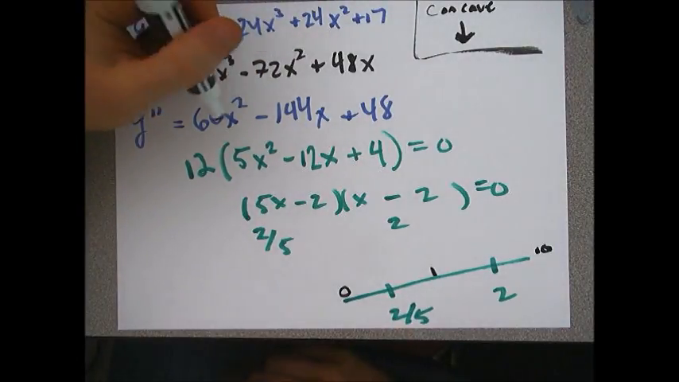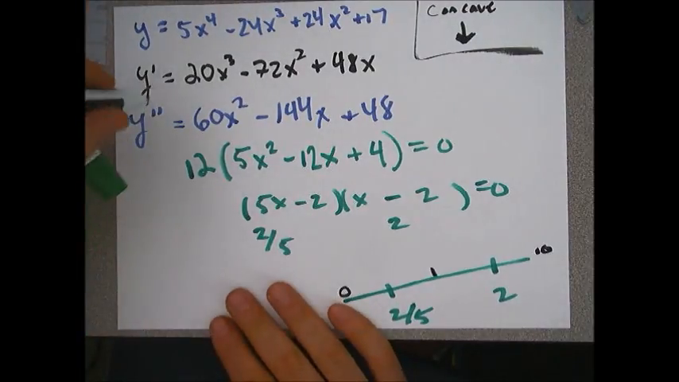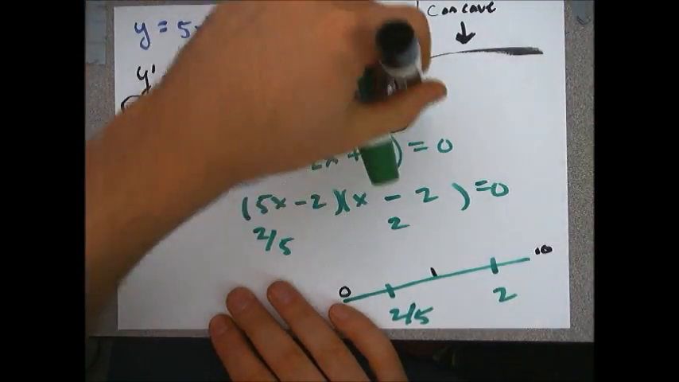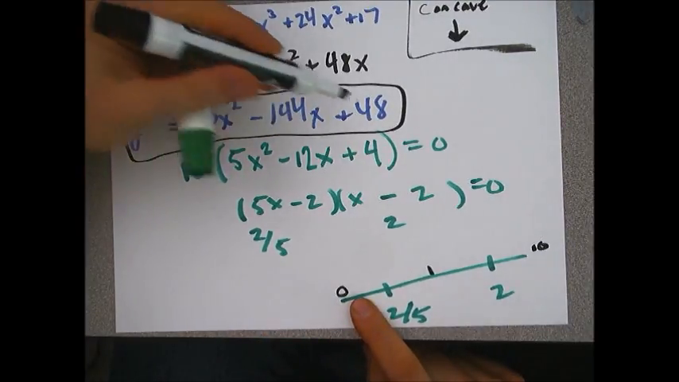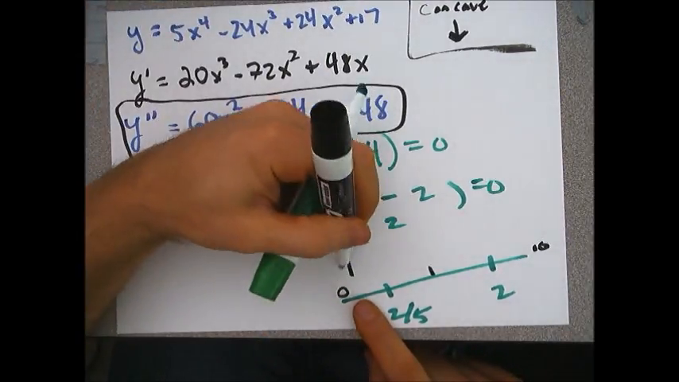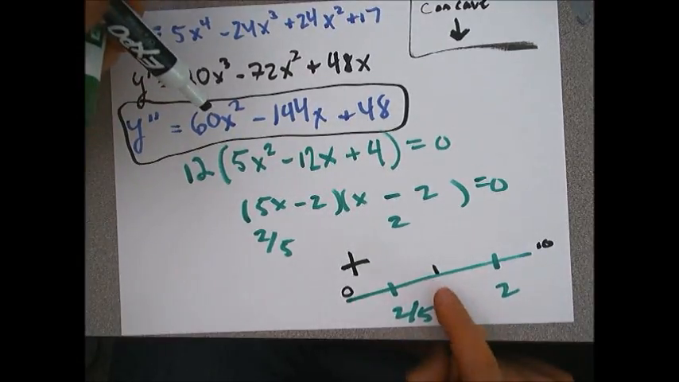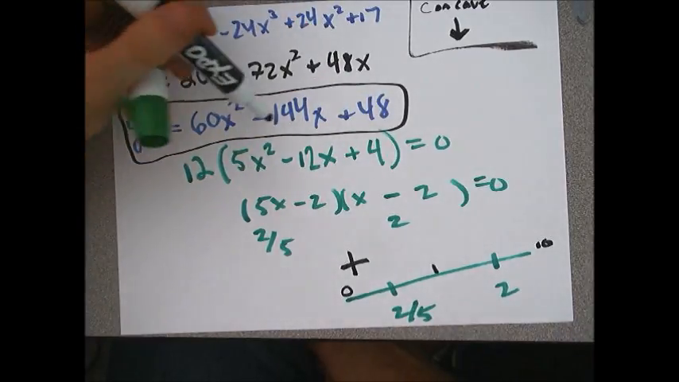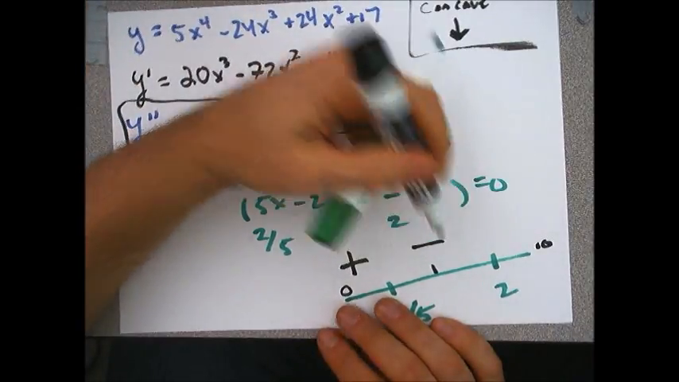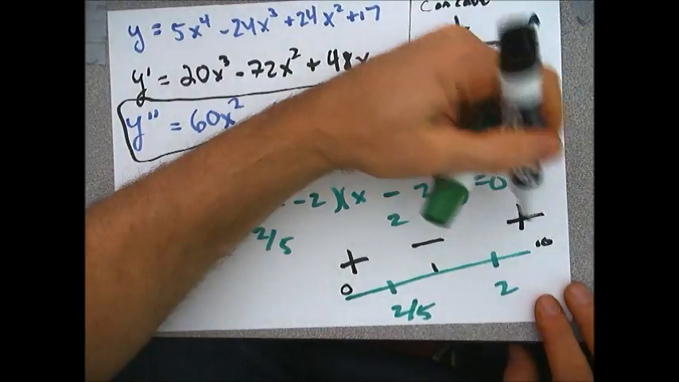And I'm going to plug them into the second derivative, which is right here. So if I plug in 0, I get positive. If I plug in 1, what do we have? 60, that'd be the 60, right? This is 48, so 108 minus, this one would be negative. Plug in 10, you're going to get positive.